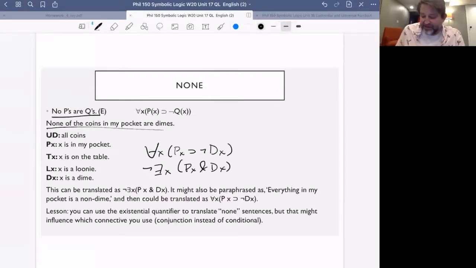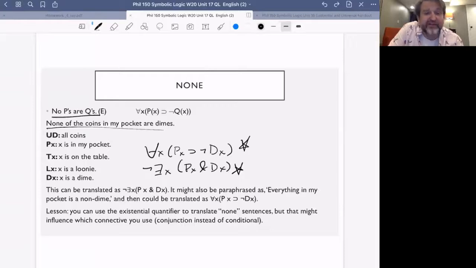So in effect, that says it's not the case that there's something in my pocket that is a dime. This one does. The first one says, for all things, that everything in my pocket is a non-dime, in effect, which is a little bit strange, but I find it more natural to translate these sentences into the top form than the bottom form. But you may find the bottom form more useful, and indeed one of them may be more helpful as you're constructing an argument.